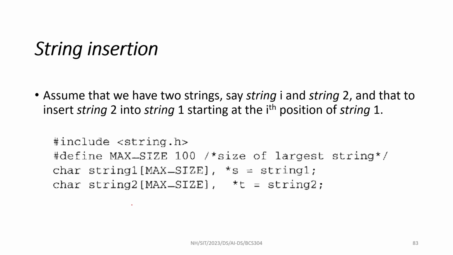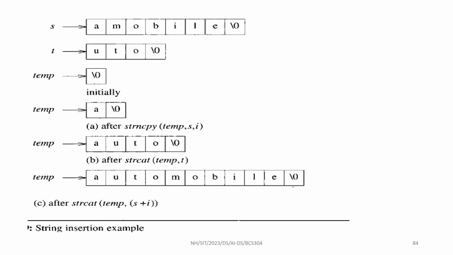The first operation we are going to discuss is string insertion. Let us take two strings: one is a string array of size maximum, and the second is also a string of size maximum. Let S be string 1 and T be string 2. These are the pointers to point to these two strings. S is the pointer to string 1, and T is the pointer to string 2.